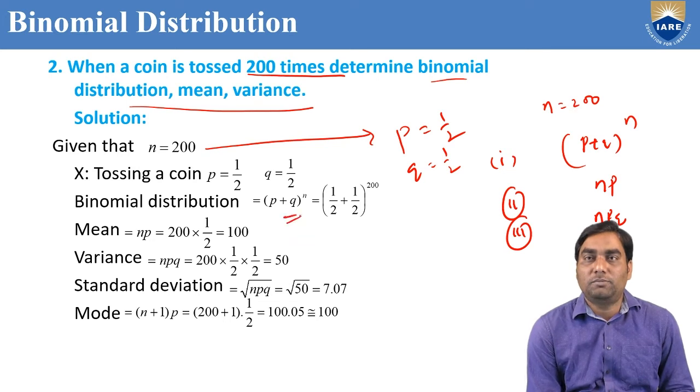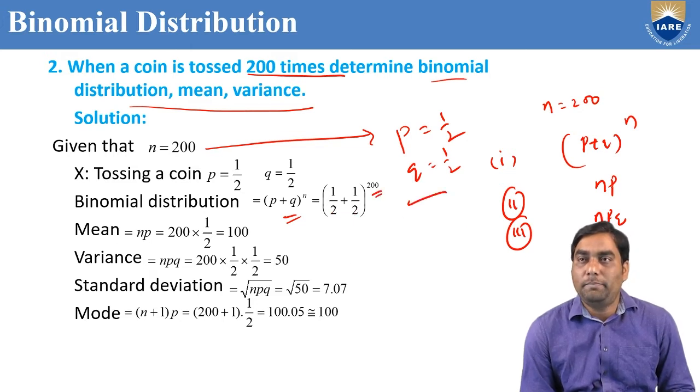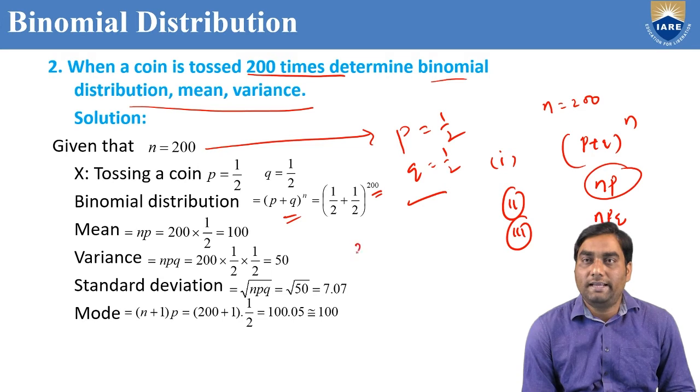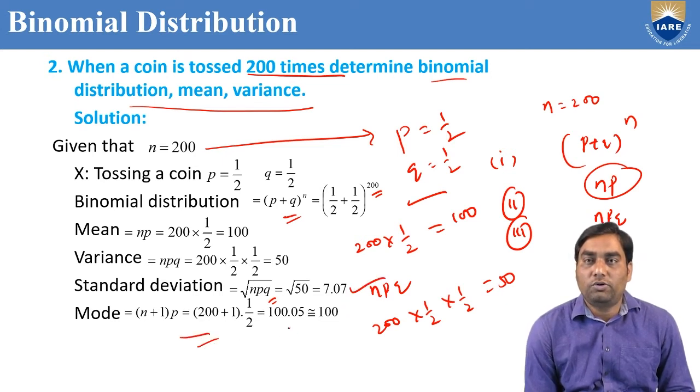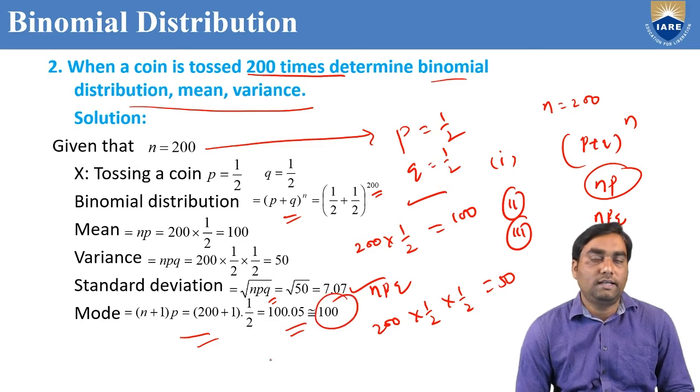Then the binomial distribution (p plus q) whole power n, where p equal to 1 by 2, q equal to 1 by 2, whole power n equal to 200. Mean np: n equal to 200 into p equal to 1 by 2, which is 100. Variance npq: 200 into 1 by 2 into 1 by 2, which is 50. Standard deviation also we can find, under root of npq, root 50, 7.07. And mode also we can find, 100.5, but you take only 100, the integral part. Like that we can find if you know n, p, q.